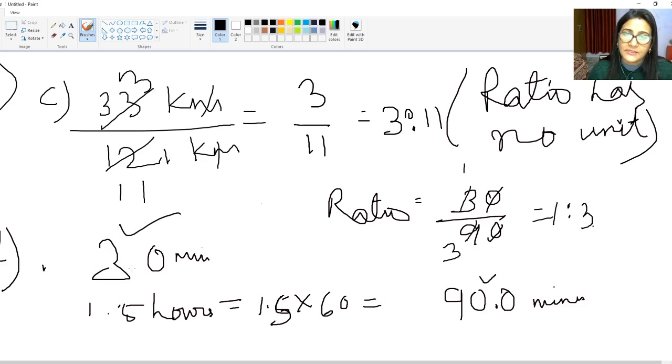Your ratio has no units, then you have to convert those fractions into the form of a ratio and write it. So complete this exercise, student. Next we will discuss whatever is left. Okay, thank you.